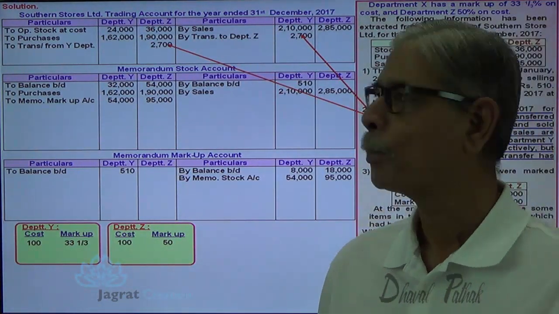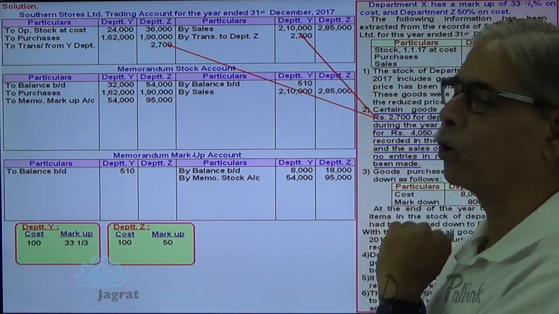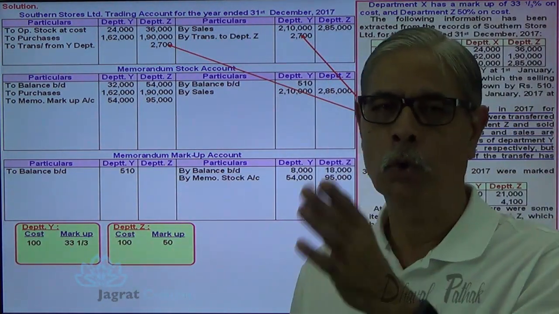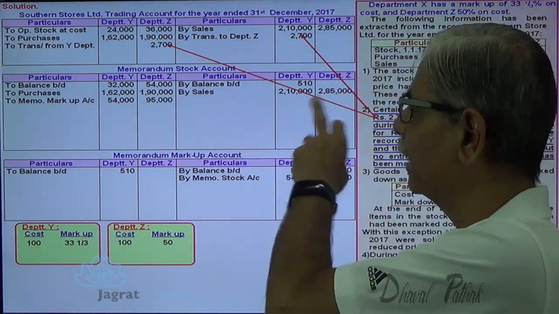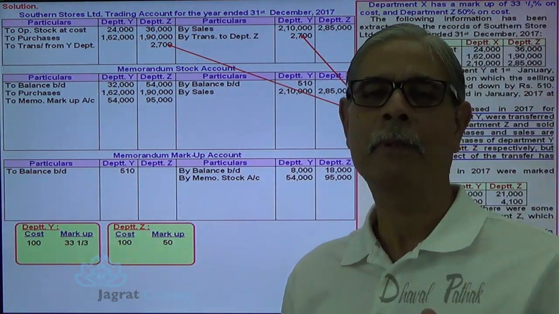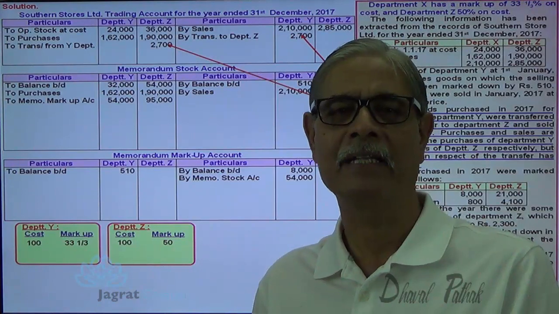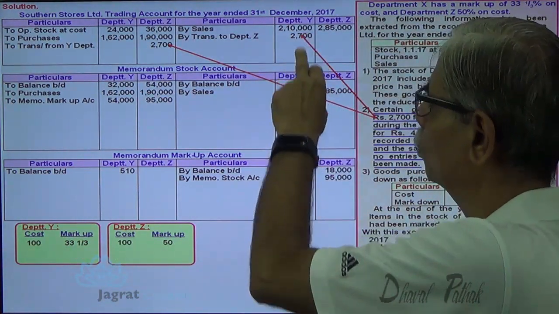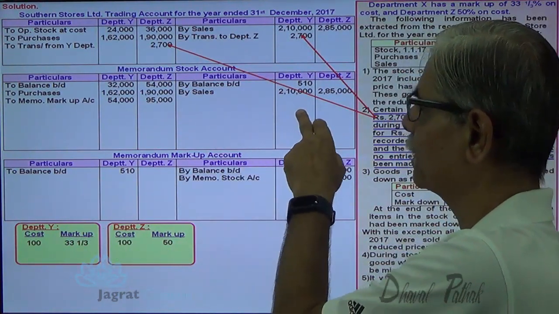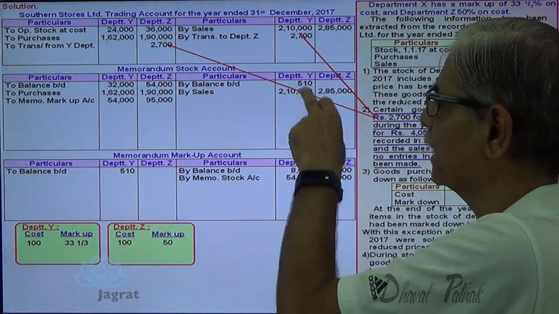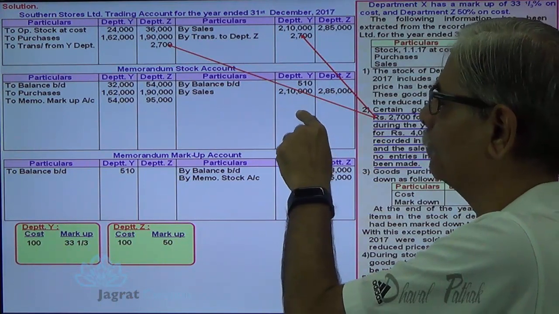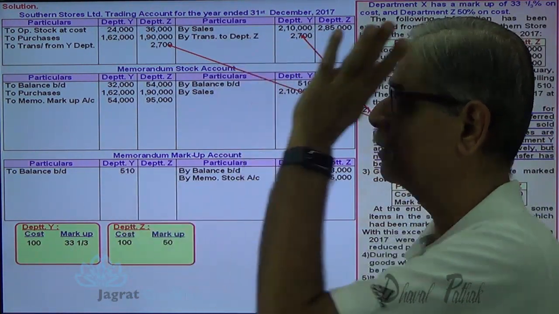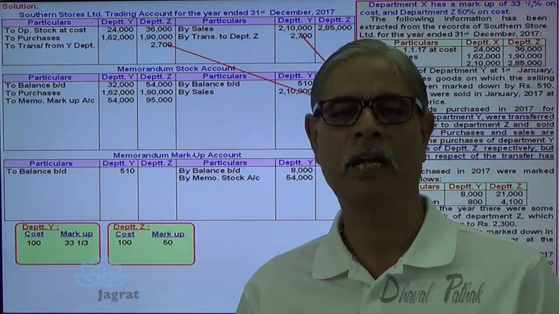One thing. This 2,700 will be recorded on the credit side of Department Y. So goods go out of Department Y, so it should be credited. The credit should not be at cost. The credit has to be at the markup price, and the markup is 33 and 1/3%. So here 2,700, 33 and 1/3% markup will be added. So 2,700 plus markup. And for the markup that you have added here, you are required to give the opposite effect to this Memorandum Stock Account. Now let me do that.